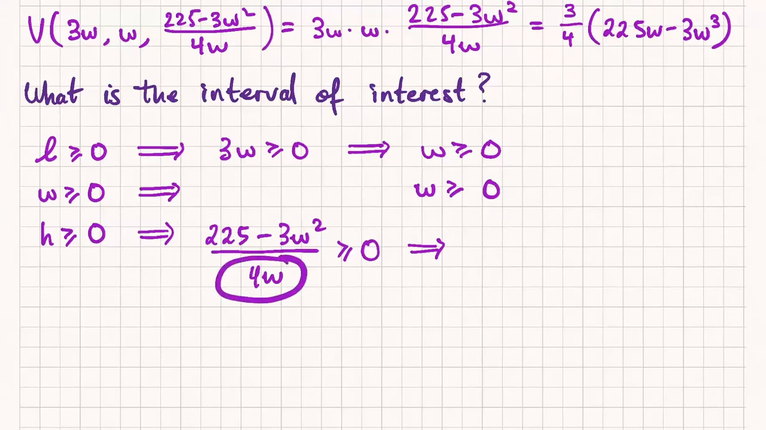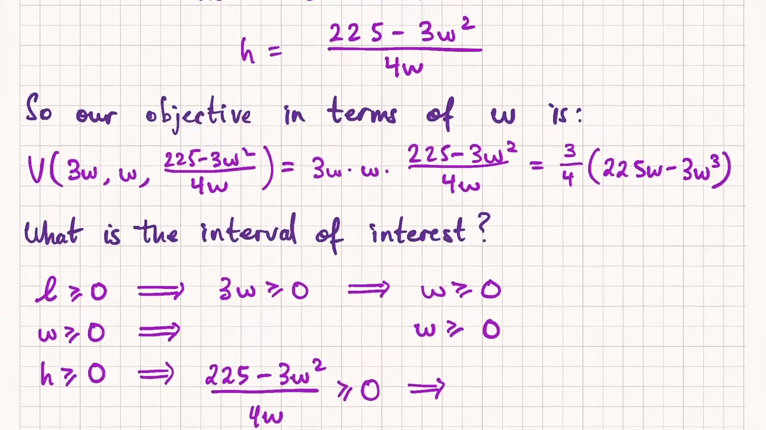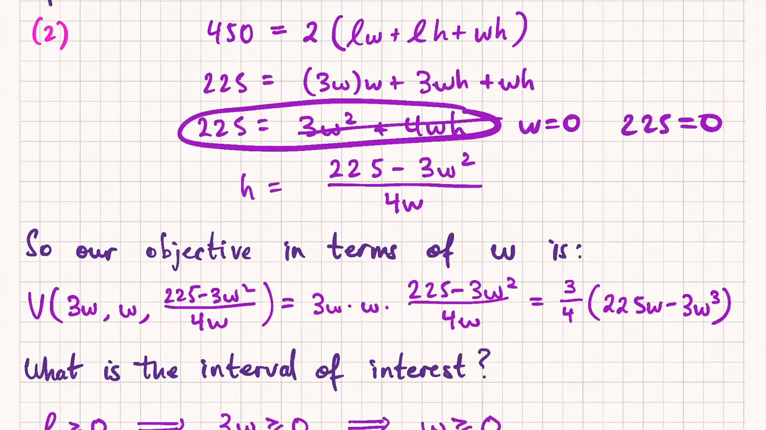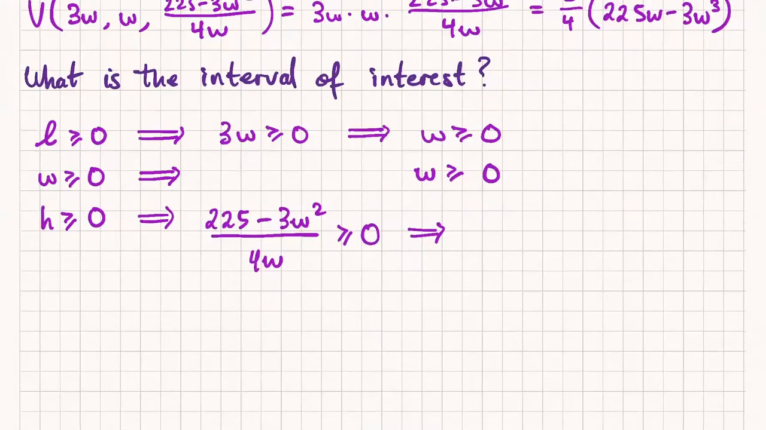So first of all, if I'm dividing by W, W cannot equal zero. Otherwise, H is not even defined, right? That makes sense because if you go back to the constraint equation for surface area, W equals zero would give you 225 equals zero. That makes no sense. So W actually cannot equal zero in this particular problem. But in general, you know, you might allow lengths to be zero. So W actually has to be not equal to zero. And then if you solve the numerator greater than or equal to zero, you just get what? W has to be less than or equal to square root of 75, right? And that 75 is coming from square root of 225 divided by 3. So that's square root of 75.